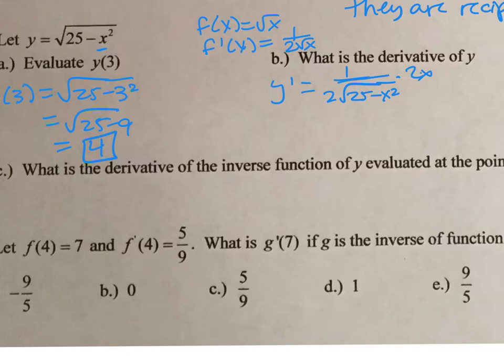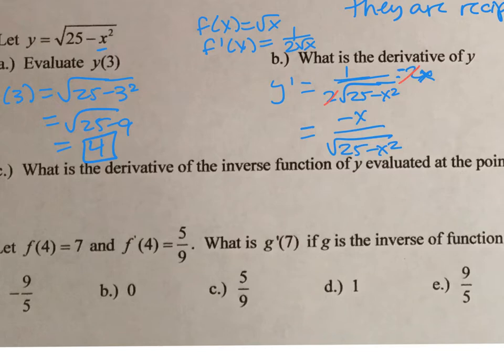Okay, and then we can simplify that a little bit. We can cancel these 2's. Oh, whoops, that's negative 2x. Okay, the derivative of 25 minus x squared is negative 2x. So we'll cancel the 2's, and so y prime simplifies to negative x over the square root of 25 minus x squared.